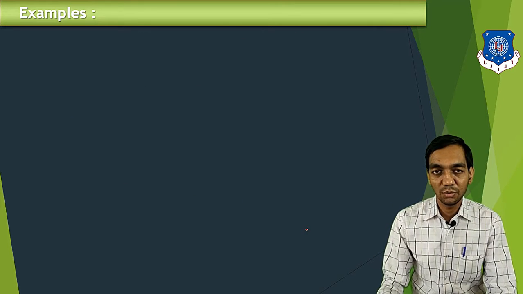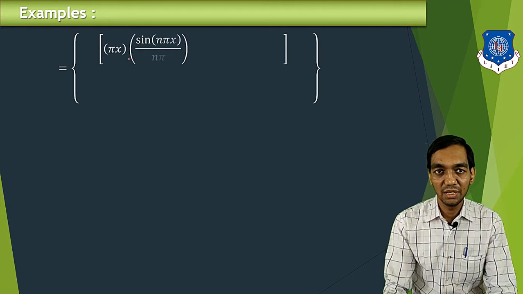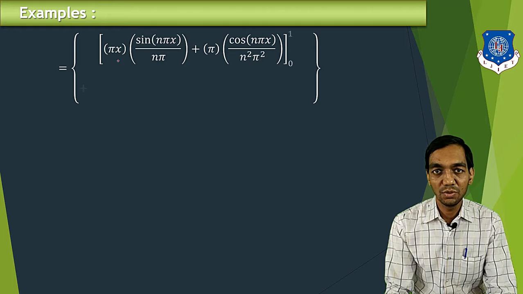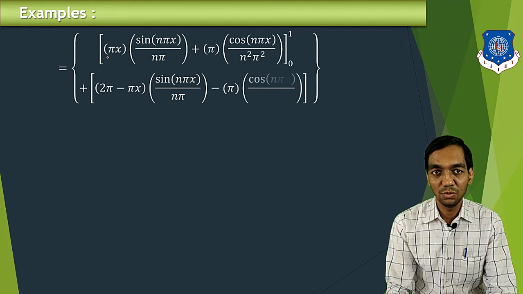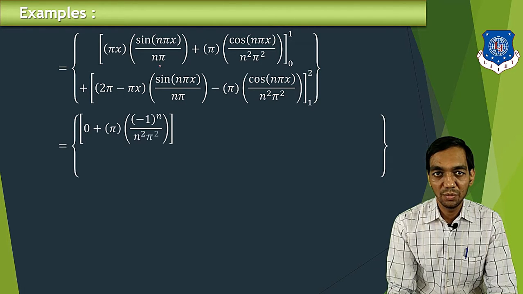Now, if you are going to substitute the limits, upper limit and lower limit, then first of all simplify this term. That will give you pi x into sine n pi x upon n pi, minus minus plus pi into cos n pi x upon n square pi square, limit from 0 to 1. And here you have 2 pi minus pi x into sine n pi x upon n pi, and minus, that will give you minus pi cos n pi x upon n square pi square, where the limit is from 1 to 2. Substitute the upper limit and lower limit.